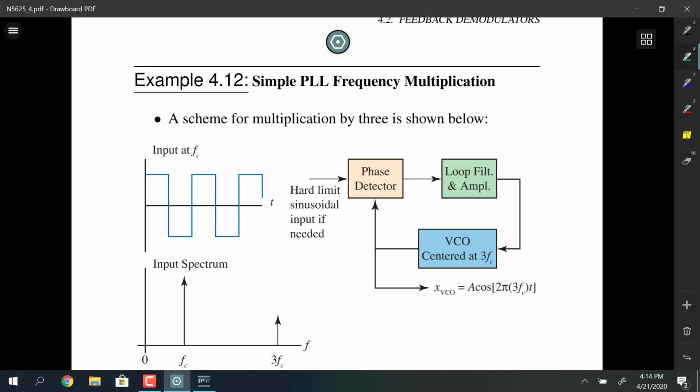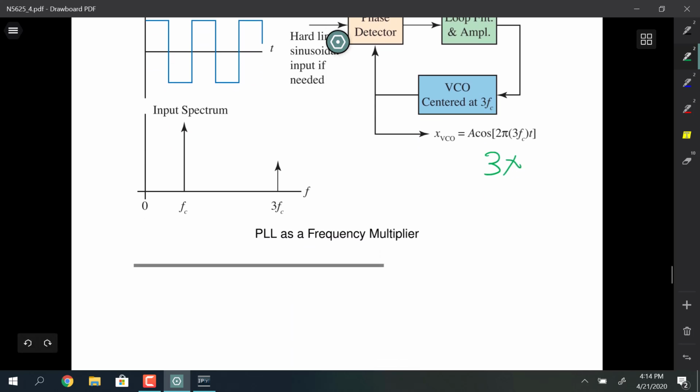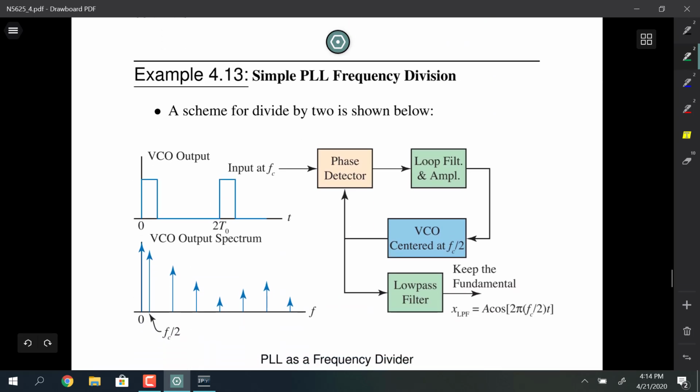frequency multiplier. Dr. Zemer talks about this. If you drive the input to the phase detector with a square wave, you can then use the third harmonic of the square wave as the locking frequency. So you have the VCO centered on 3 times the fundamental of the input, so it locks on the third harmonic, and then the output in this case would be a 3x of the input frequency you're locking to. So that's as a frequency multiplier.